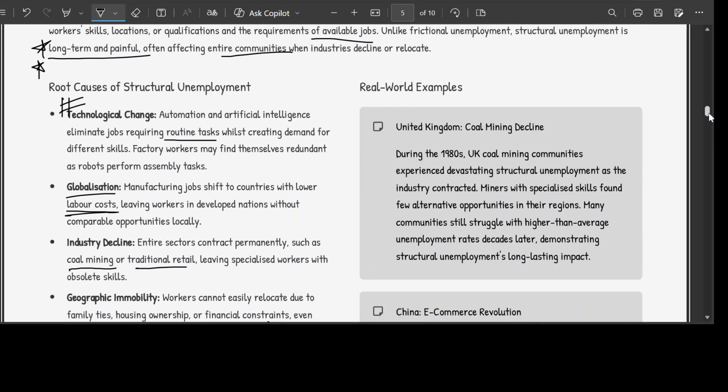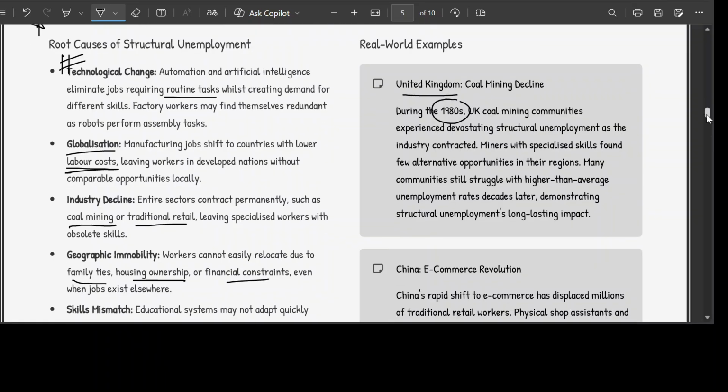Examples around the world include the UK coal mining decline, wherein during the 1980s the communities experienced devastating structural unemployment as the industry contracted. Several miners with specialized skills found few alternative opportunities in those regions, and the communities still struggle with higher than average unemployment rates, demonstrating structural unemployment.